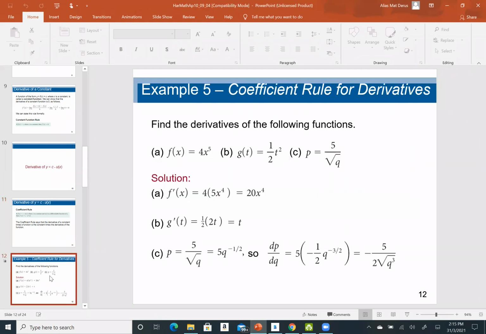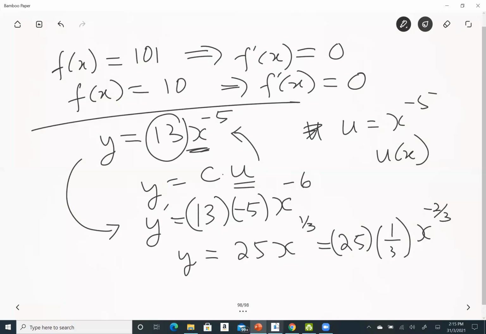Next rule, there are a few examples, probably we do one of these. Just look at C. You have here 5 divided by square root of Q. Now, square root of Q, what is the power of the square root? It's 1/2, not 2. So you have to write 5 over Q to the power of half.